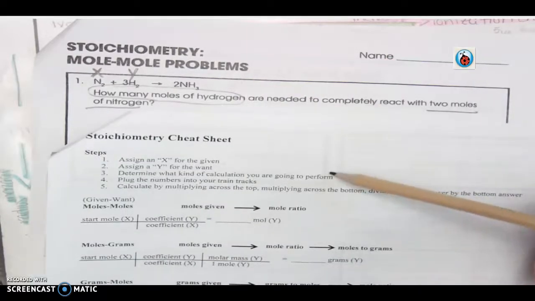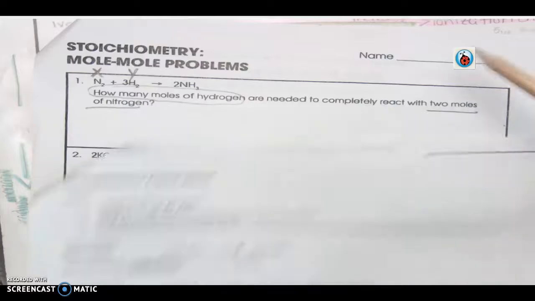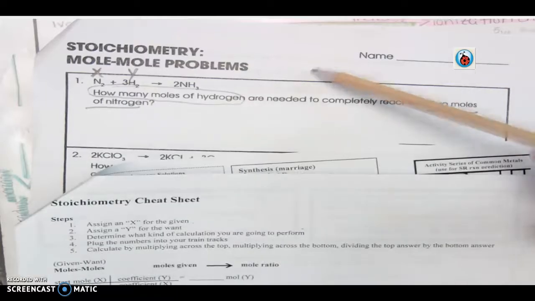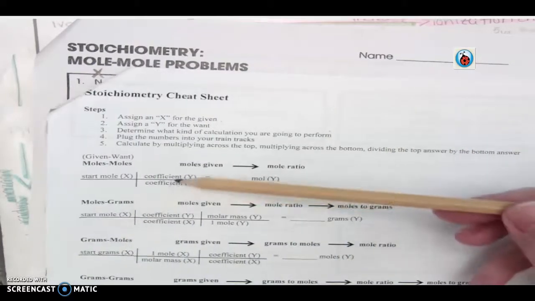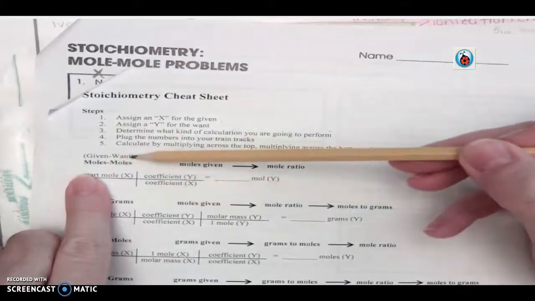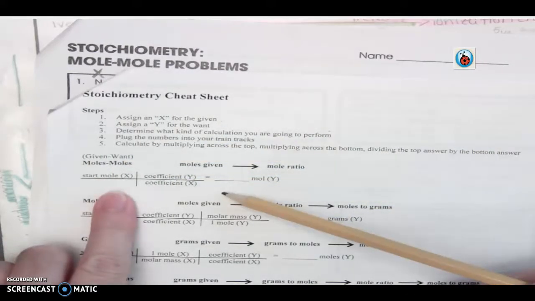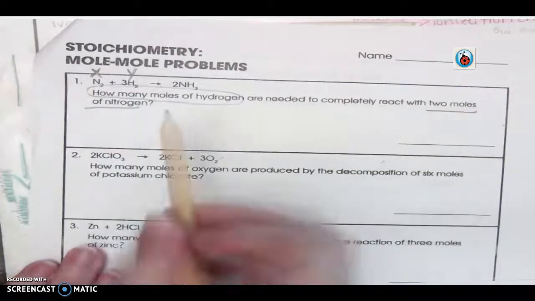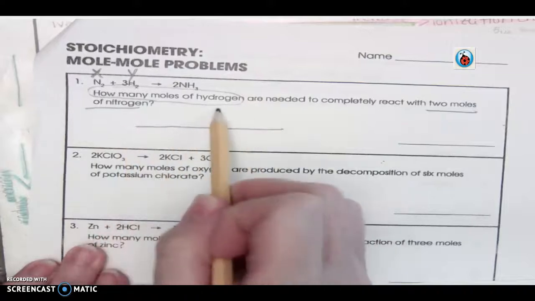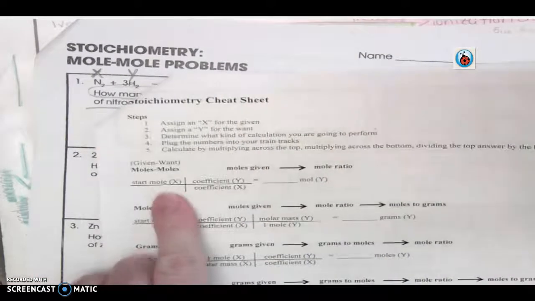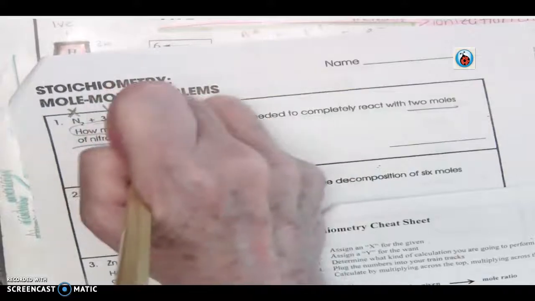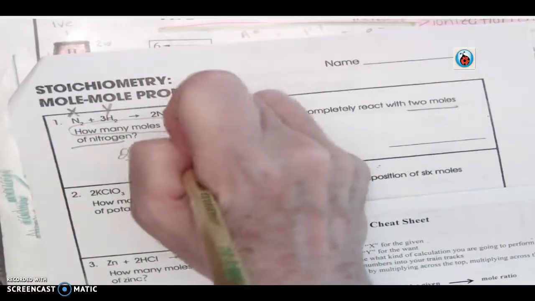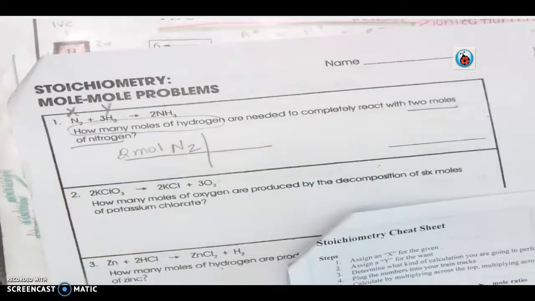Okay, determine what kind of calculation you're going to perform is step 3. Well, we know these are all mole to mole. And then we're going to find mole to mole here. Given moles, want moles. Okay, so we're going to set up our train tracks. So I set up my train tracks, and it says I'm going to start with moles of X. So I've got 2 moles of nitrogen gas.